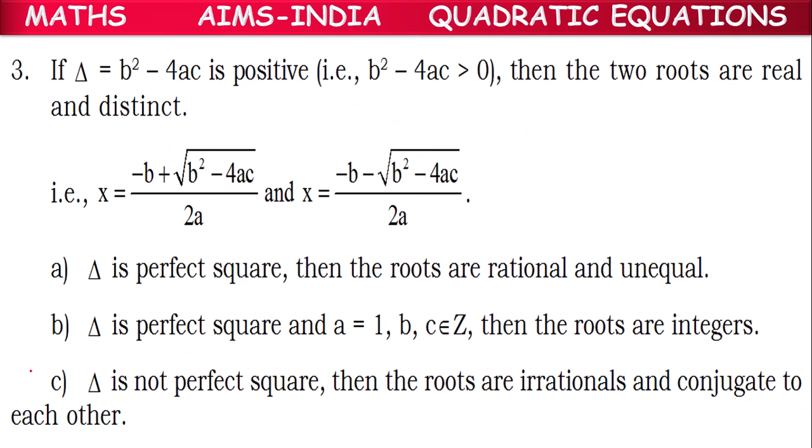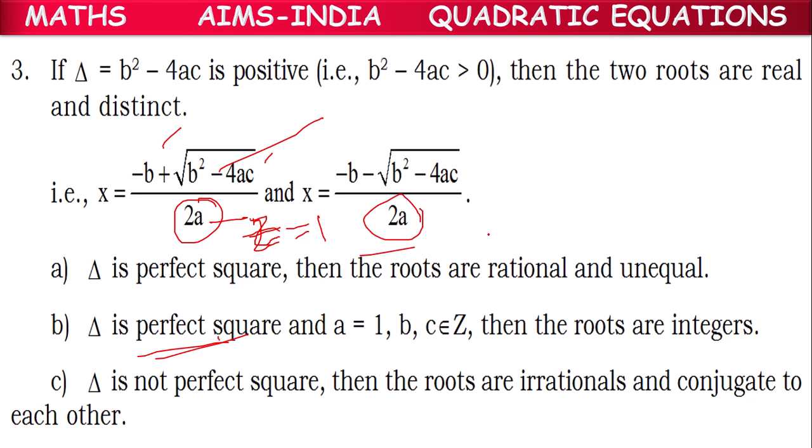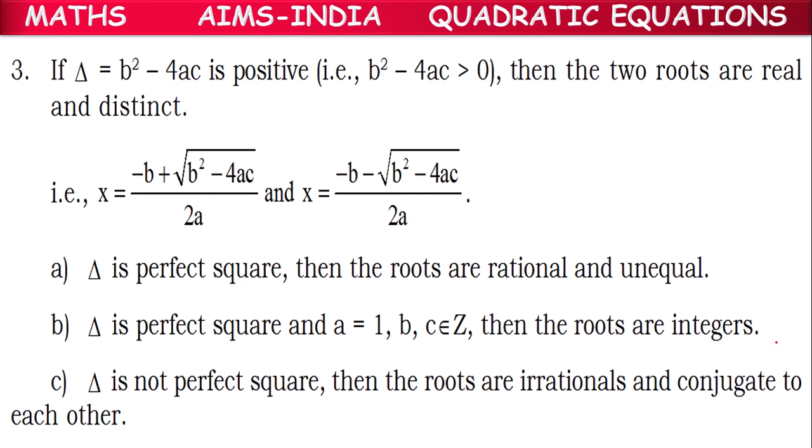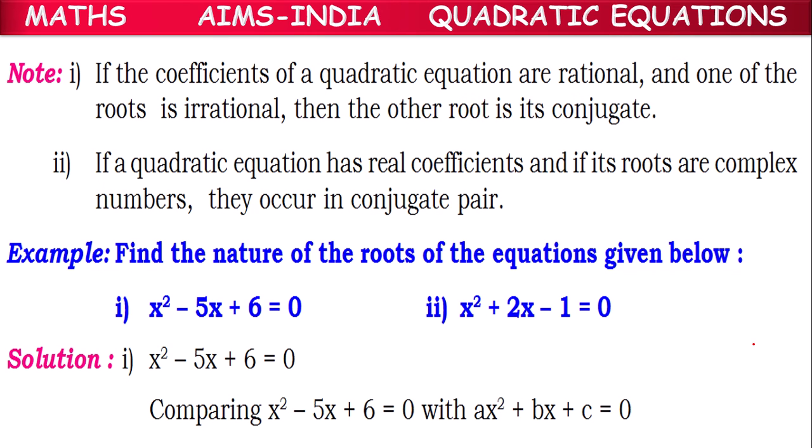And suppose if it is a perfect square and this a is an integer which is equal to 1, and b and c are other integers, means the denominator part becomes 1. So then the roots are integers. Then the roots will be considered as integers. So like this.